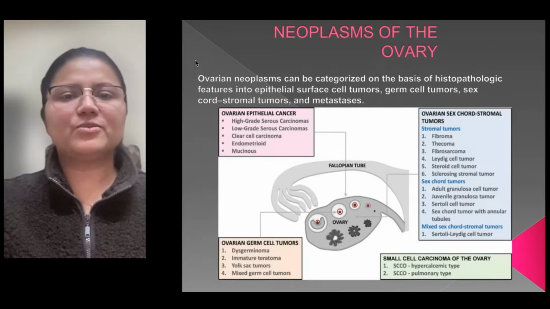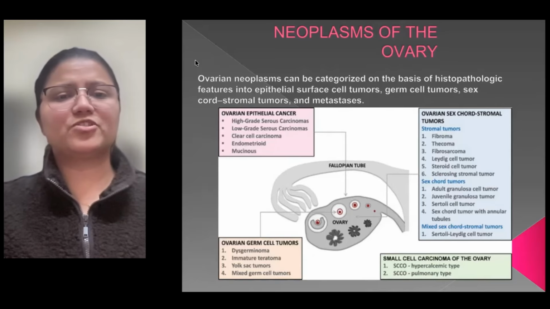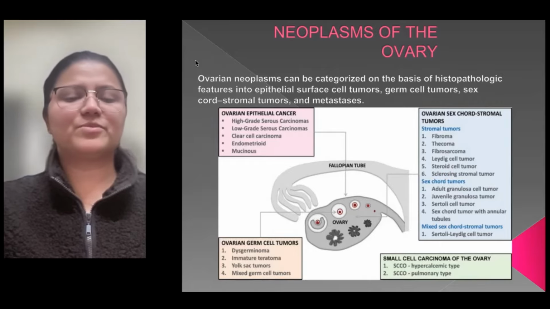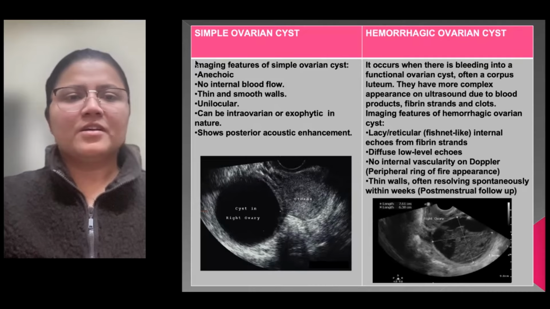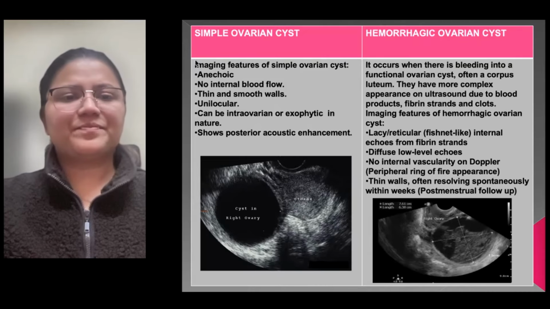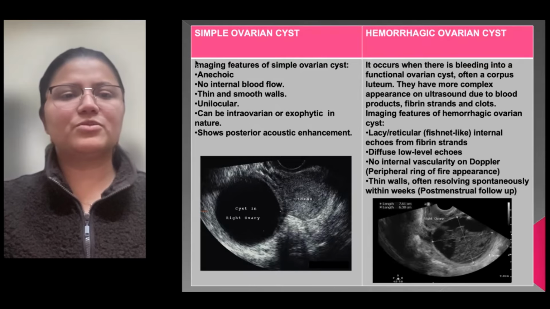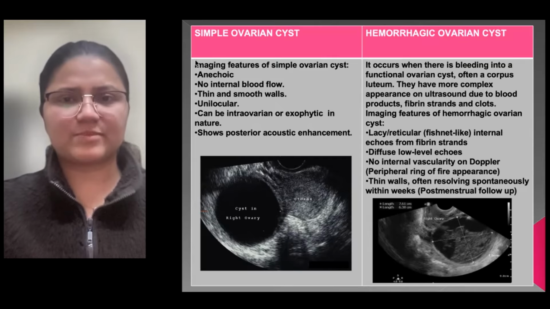Neoplasms of the ovary are categorized on the basis of histopathological features into epithelial surface cell tumors, germ cell tumors, sex cord stromal tumors, and metastasis. Simple ovarian cyst: the imaging features include that it is anechoic, with no internal blood flow, thin and smooth walls, unilocular, can be intraovarian or exophytic, and shows posterior acoustic enhancement.